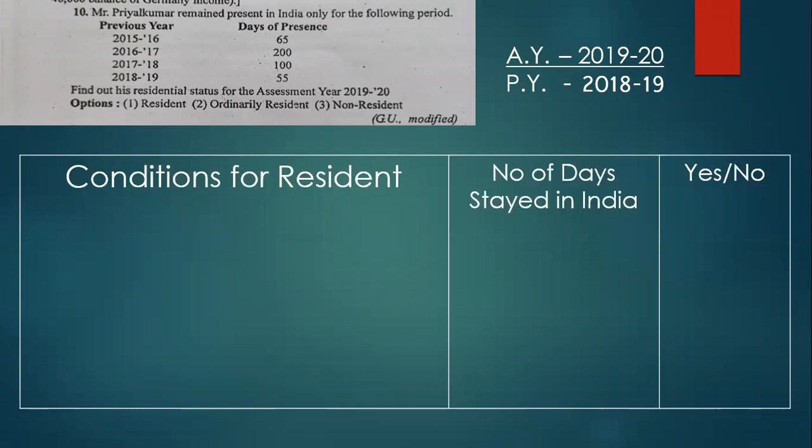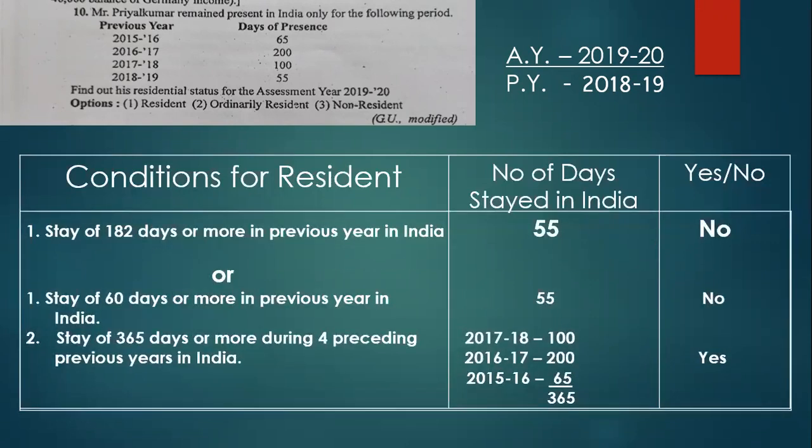You have to write down the conditions for resident, and even after his residential status will be resident, then we have to find out the ordinary resident or not. Then also we have to write down the condition of ordinary resident. Means we have to write down the conditions in every sum. Clear? So we have to write down the conditions.